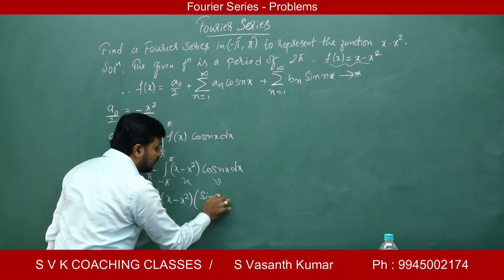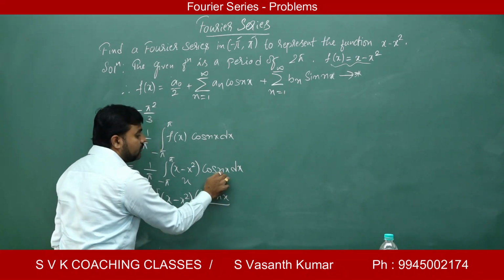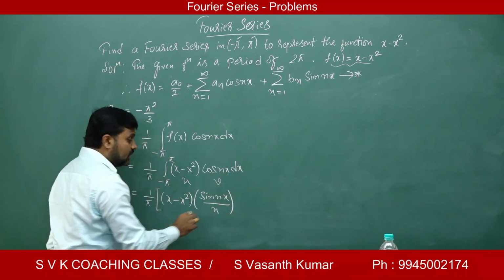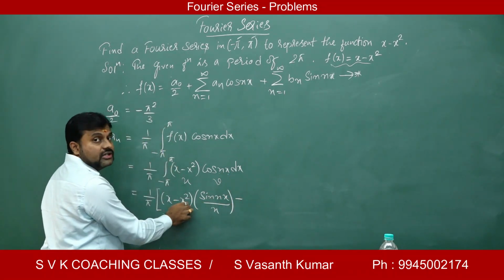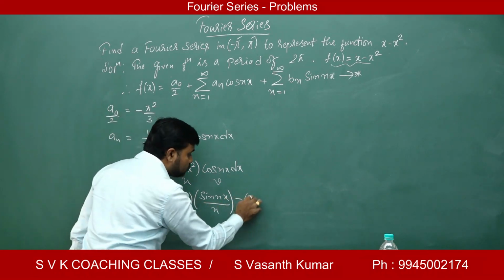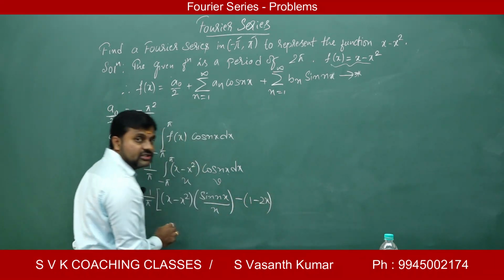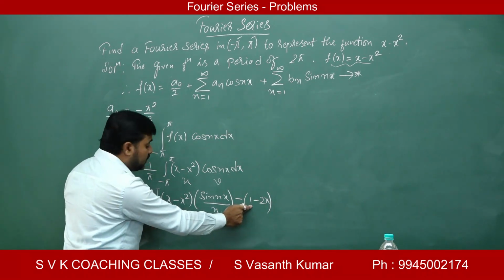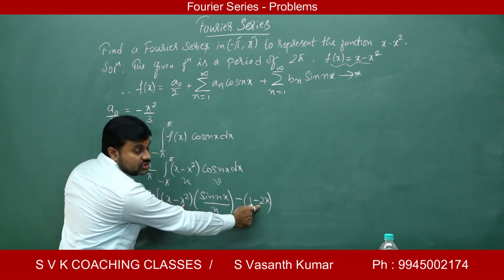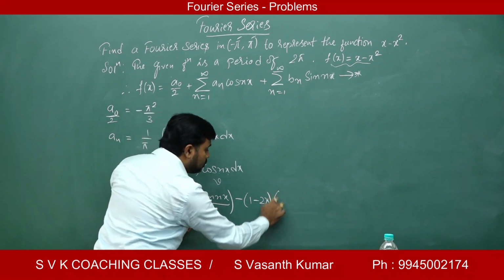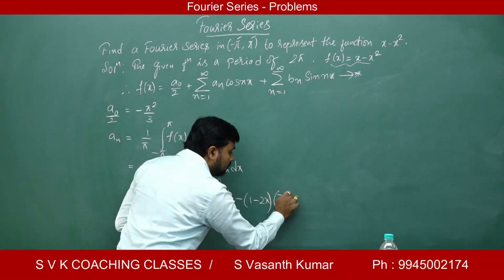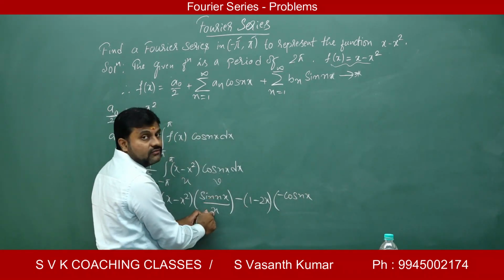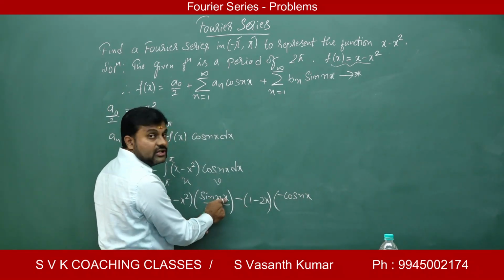Sin nx divided by n, derivative of nx is n, minus derivative of x minus x square is 1 minus 2x. Derivative of x is 1, minus derivative of x square is 2x, into integral of sin is minus cos nx divided by n, which we have already. So derivative of nx is n.